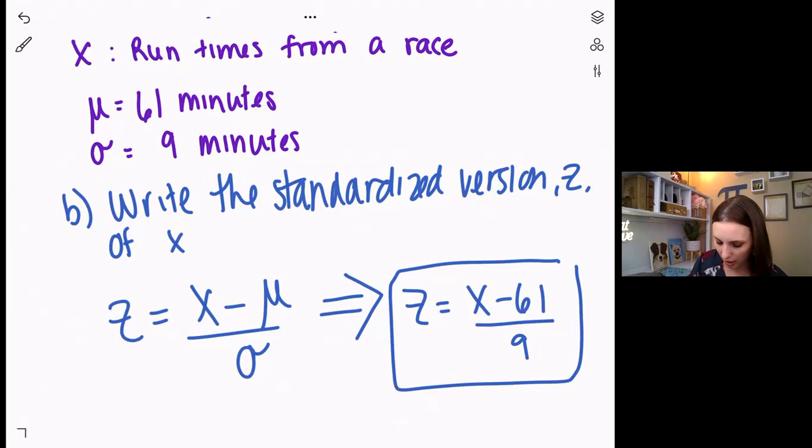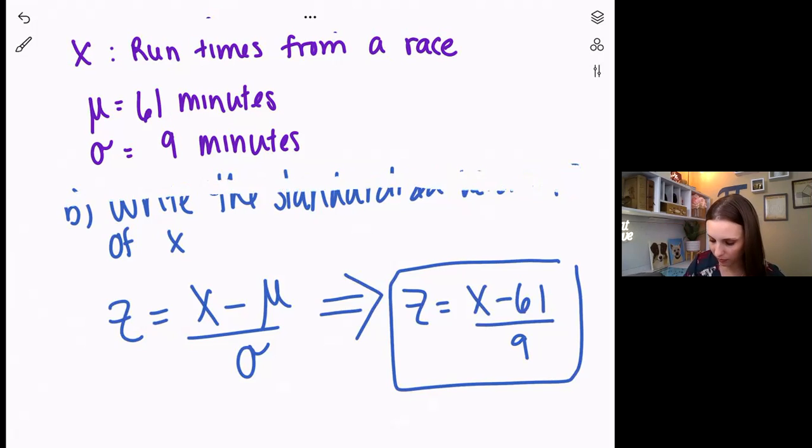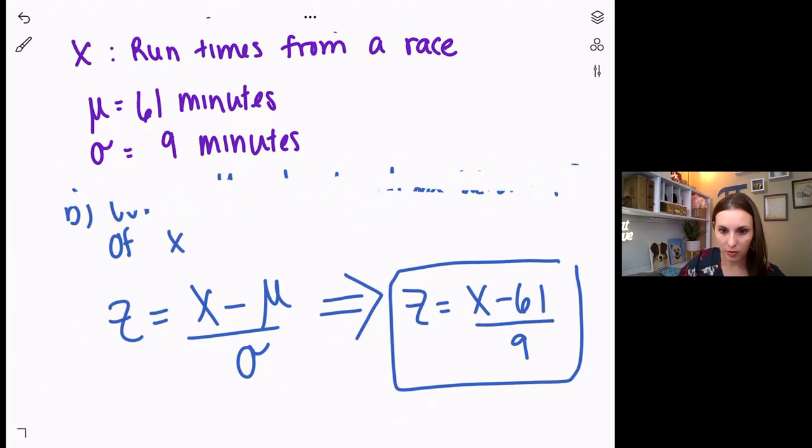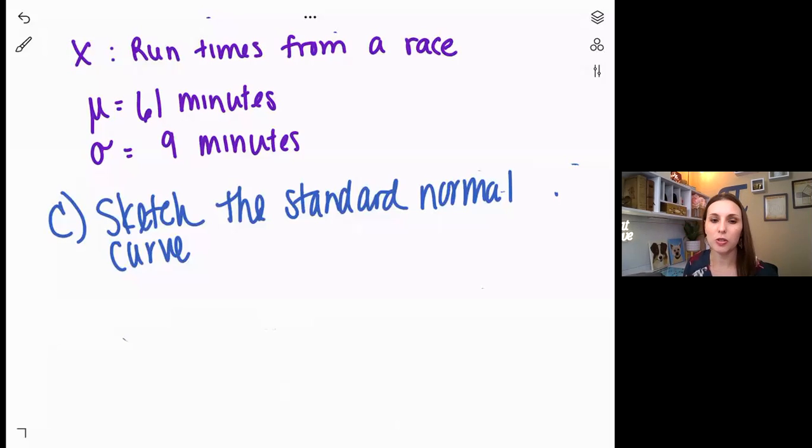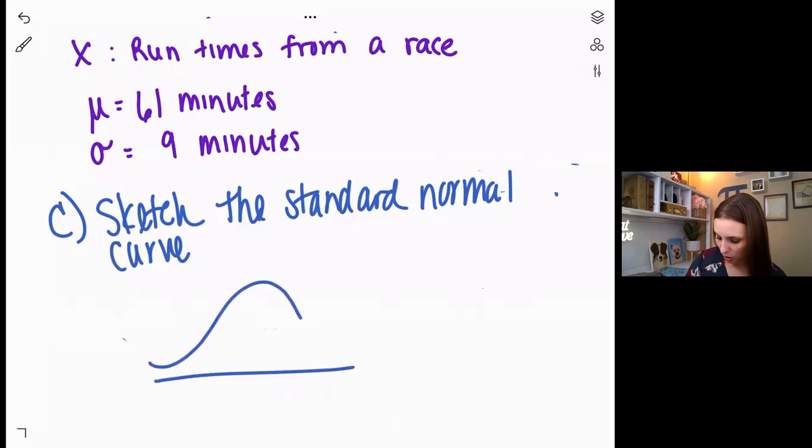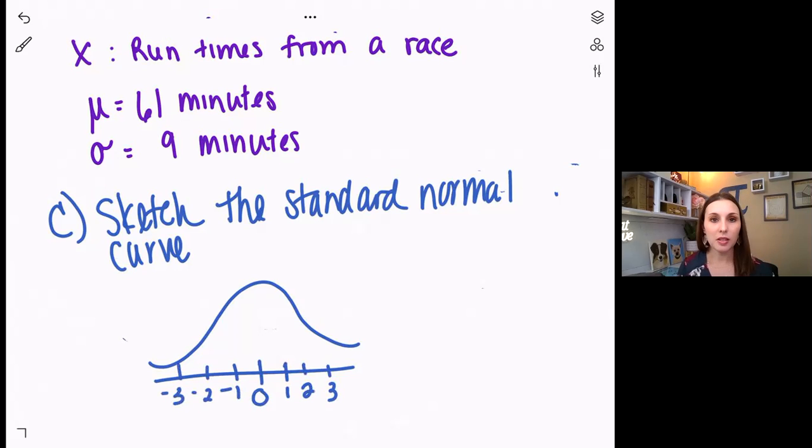Part C is asking you to sketch the standard normal curve, or the curve of the standardized variable. Anytime you're asked to sketch the standard normal curve, it's the same. The standard normal curve is always the same. You have your bell curve with a mean of 0 and a standard deviation of 1. And so this is a standard normal curve.